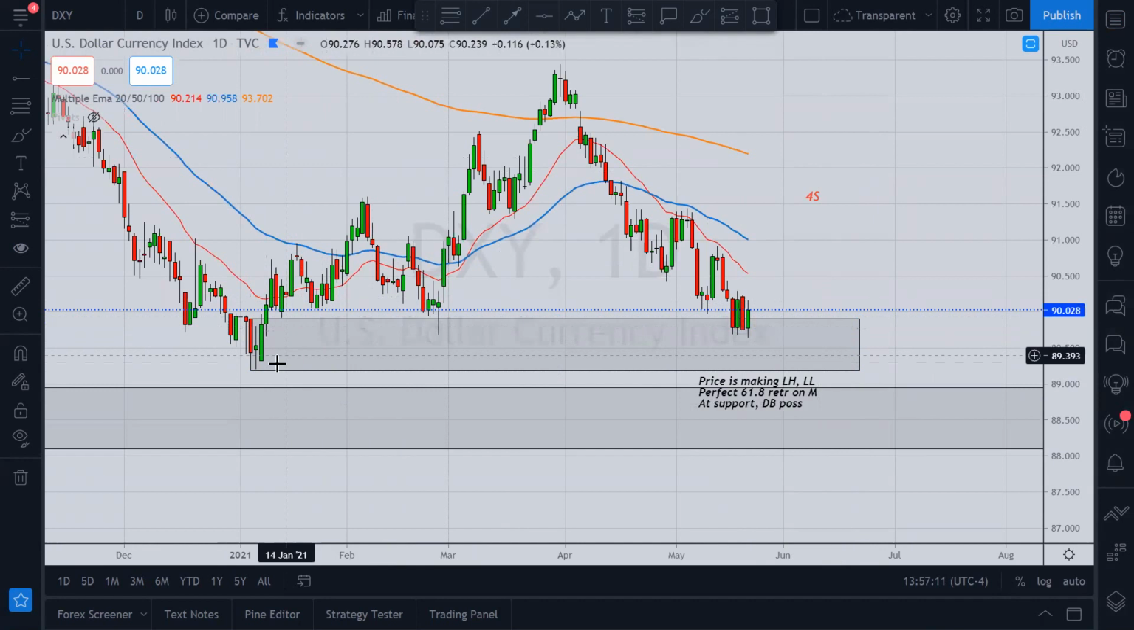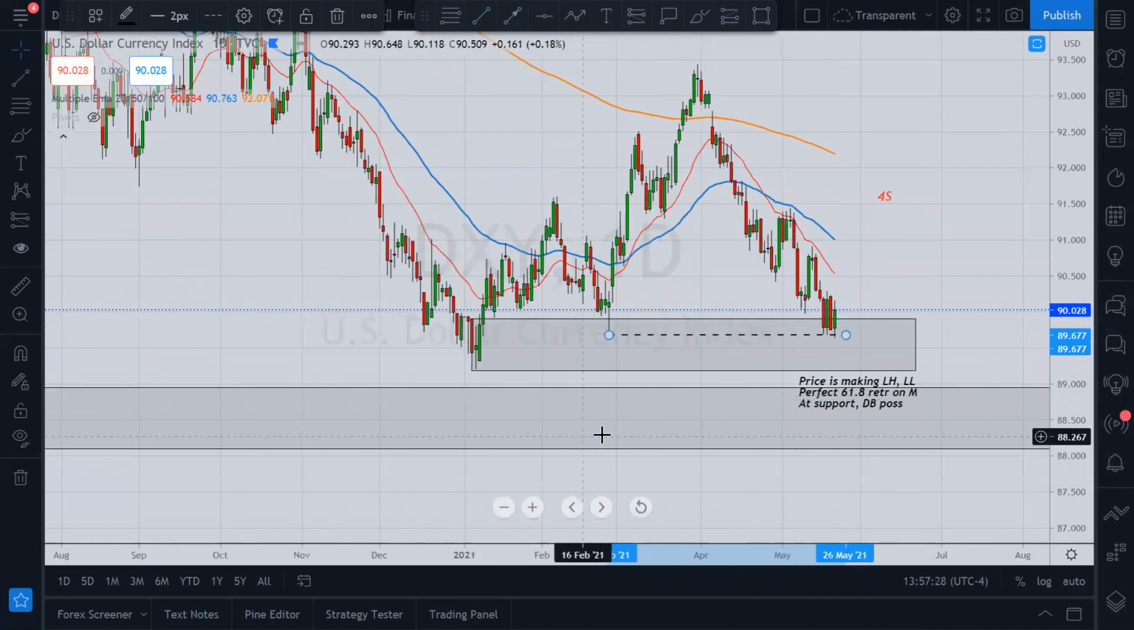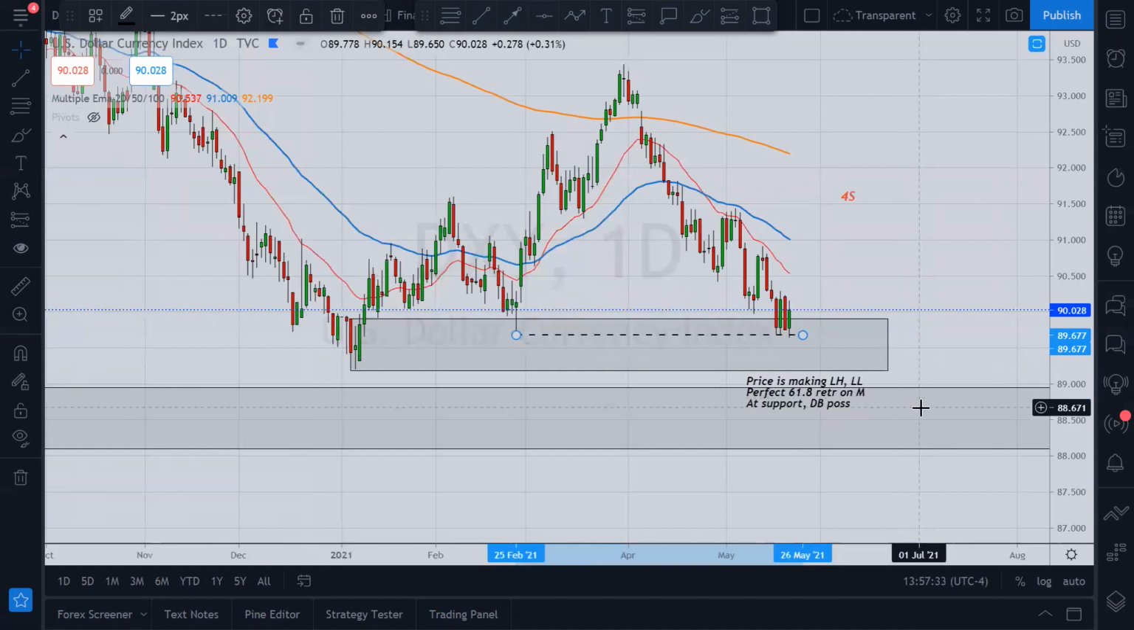But we have found support here, and we've got a bit of a double bottom. If you can see that pretty clearly here, right? But what's behind that double bottom? Why do I have this gray box here? Well, I'm going to show you.